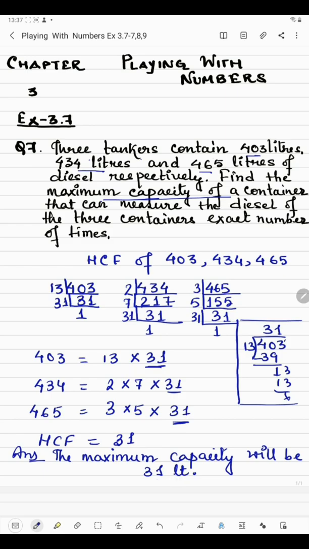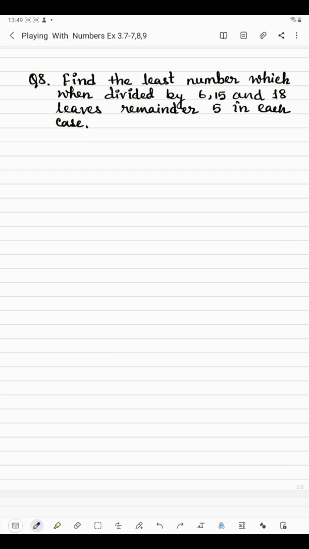Okay. Now coming to question number 8. Question number 8 says find the least number which when divided by 6, 15 and 18 leaves remainder 5 in each case. So at first we are ignoring this remainder which is 5. You will have to find the number in such a way that the number will be divisible by 6, 15 and 18. Means when you divide the number by 6, 15 and 18, you get 0 as remainder. And you will have to find the least number.